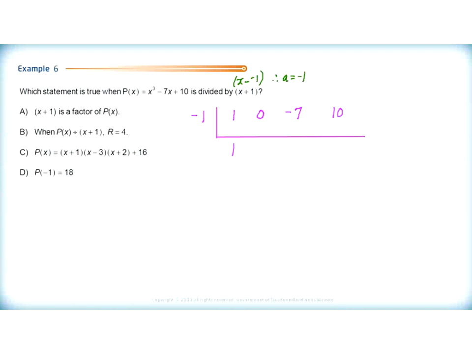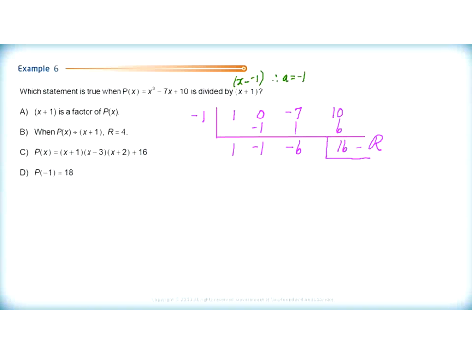Adding the first column, you get 1. Multiply that by -1 to get -1. Adding the second column, the sum is a -1. Multiplying that by -1, the product is a +1. Adding the third column, the sum is a -6. Multiplying that by -1, the product is a +6. When you add the last column, you get 16, which represents your remainder.